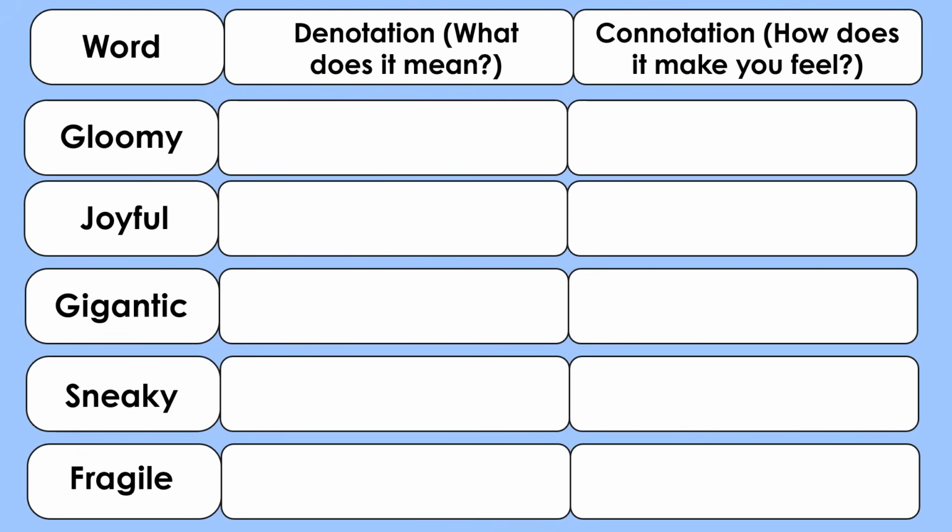Here's the table. First column, we have words. Second column, we have denotation. What does it mean? And third column, connotation. How does it make you feel? Here are the words: gloomy, joyful, gigantic, sneaky, and fragile.